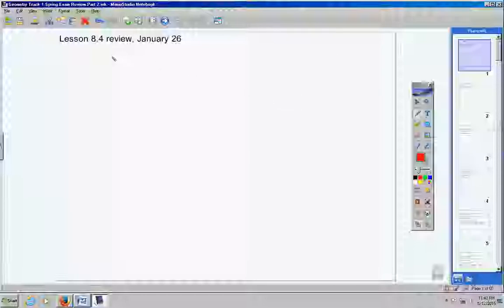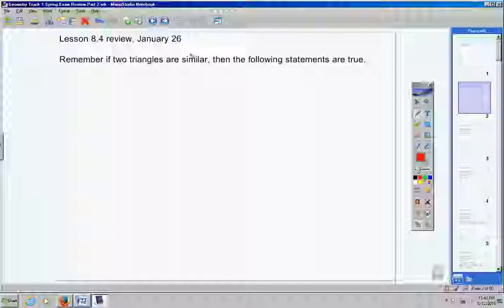We're going to pick up with lesson 8.4 today. If you want to make note of that in your notes, which I would encourage you to do, and if you want to write the date down, you can do that also. This is the date that we covered lesson 8.4. Now, in this lesson, we started talking about similar triangles, okay?